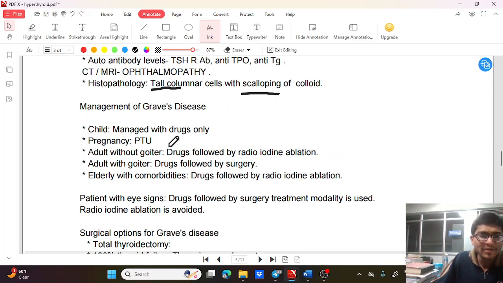Now coming to the management. So in children, we generally manage Graves' disease with drugs only, and in pregnancy again we manage them with drugs only, that is propylthiouracil only. And in adults without goiter, that is no swelling, we can go with drugs with radioiodine ablation, and if the patient has goiter, then we can go with drugs followed by surgery. And in cases where there is more comorbidity and surgery may not be possible, then we can again use radioiodine ablation after drugs. If the patient is having eye signs, then it is generally surgery after drugs, because radioiodine ablation causes worsening of eye signs.